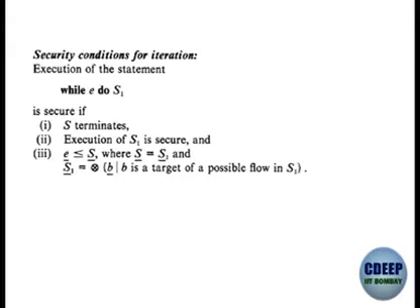And now we will see what happens for the non-terminating conditions. Informally, what we mentioned earlier was that non-termination may leak out some information. So now we will consider only the terminating programs. If you say the execution of the statement while E do S1 is secure, provided S terminates, that means the whole program S, which is while E do S1, terminates.